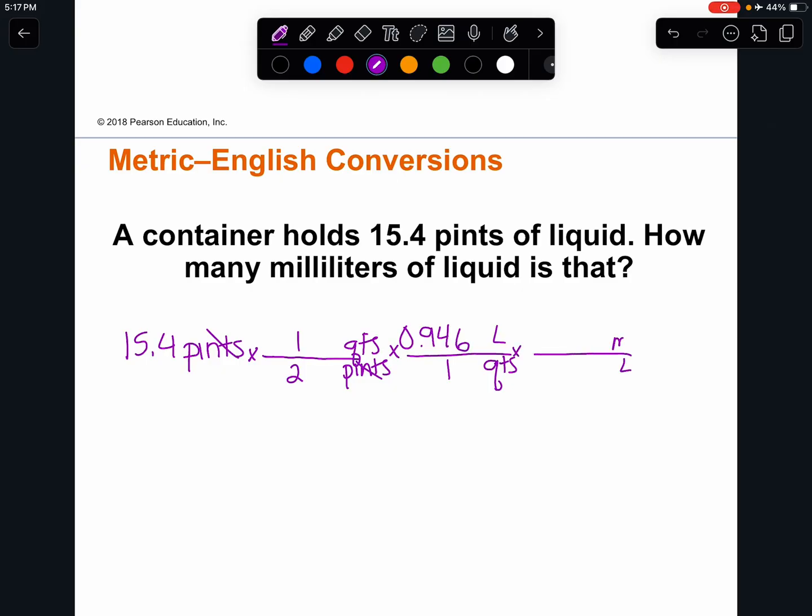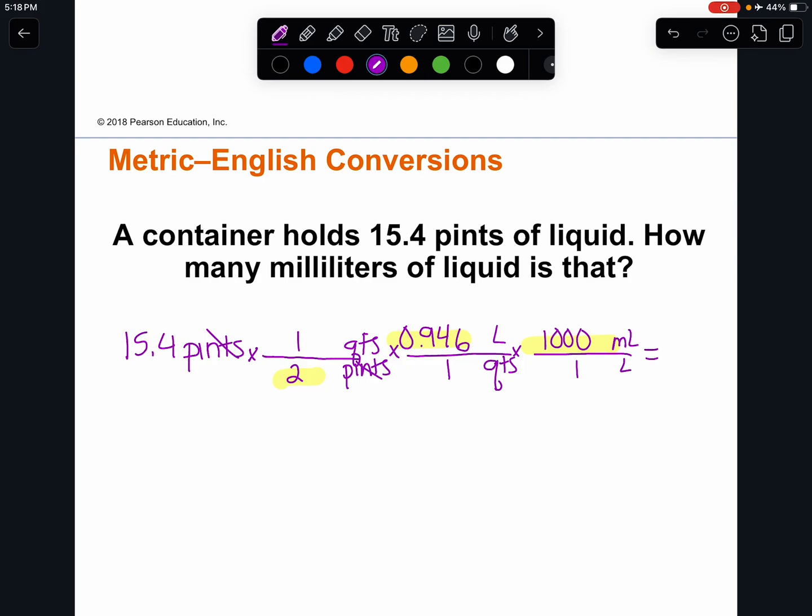And then I'm going to go ahead and go from liters to milliliters. And that is one that you do have to know because that is a metric conversion. Now to do the math for this, I'd take 15.4. I would multiply by 1. I would skip that, but you could still do it. I'd multiply by 0.946. And I'd multiply by 1,000 and I'd get an answer. Then I would divide by 2.